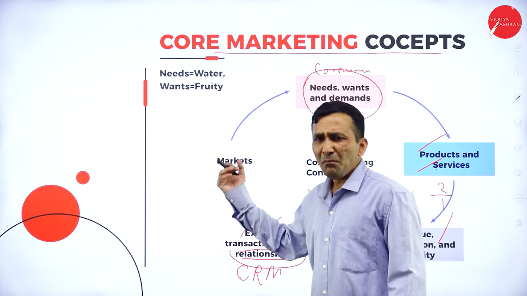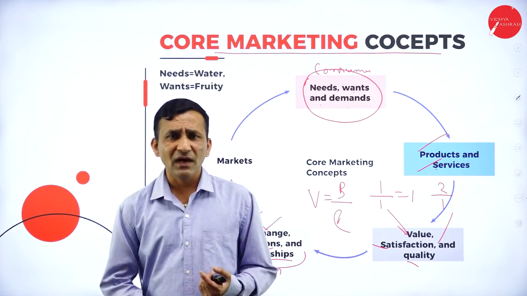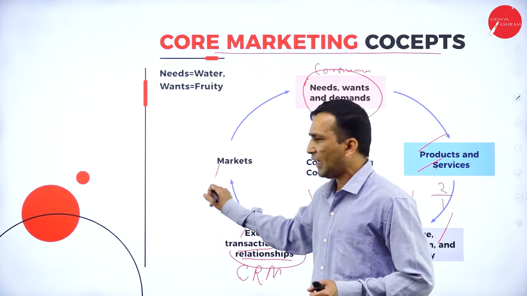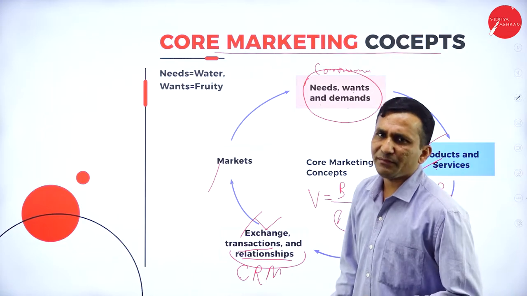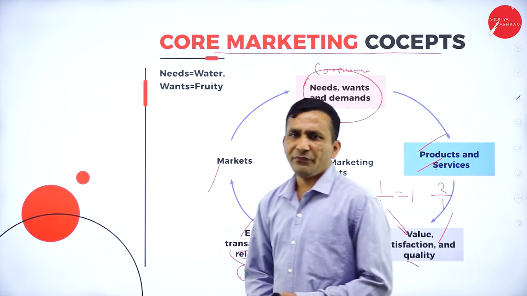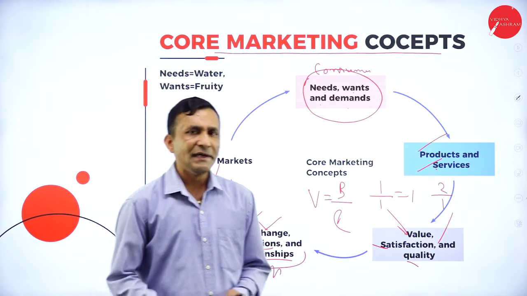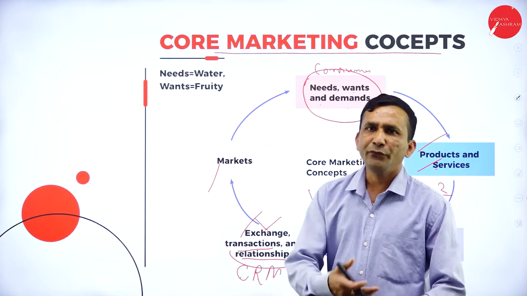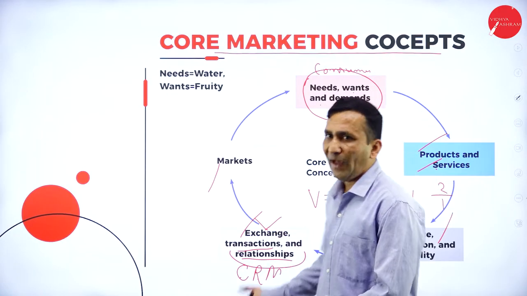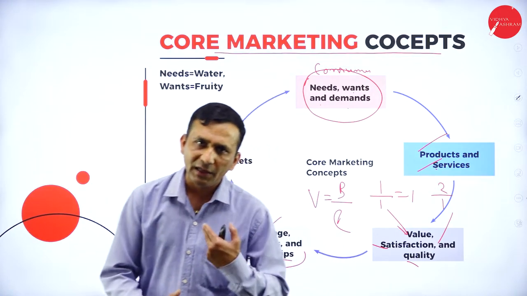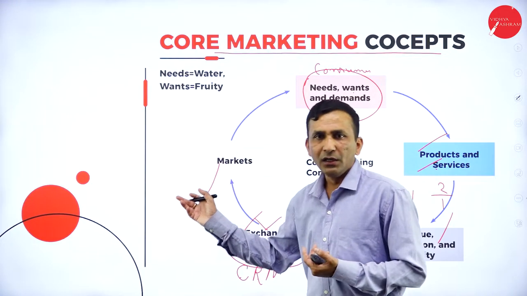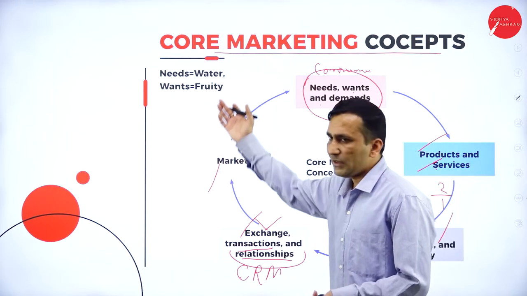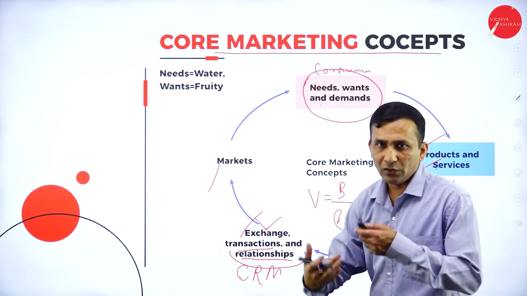And of course, market means there are different types of markets. Everything does not suit all markets. We can't say there is only one market. Based on geography, there are national, local and international markets; based on transaction, spot market and future market; based on volume, wholesale market and retail market. As marketers, we want to be familiar with them. If you want to become a marketer, you must be thorough with the core marketing concepts. We will go in-depth.